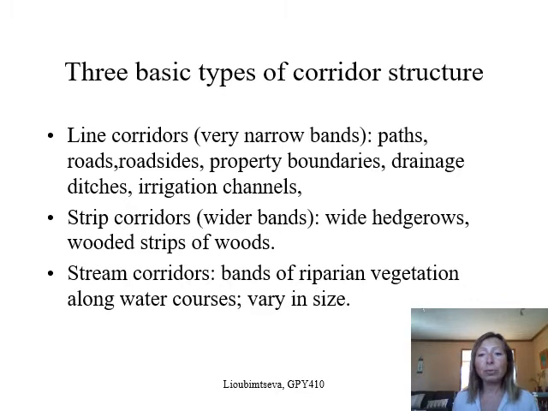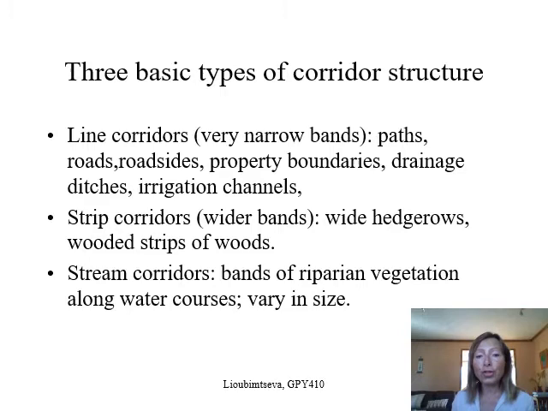So examples could include wide hedgerows, when we're actually interested not only in the edge, but also what is inside of the hedgerow. This could include wooded strips of wood. This could include any kind of bands of farmland that is shaped as a linear feature.